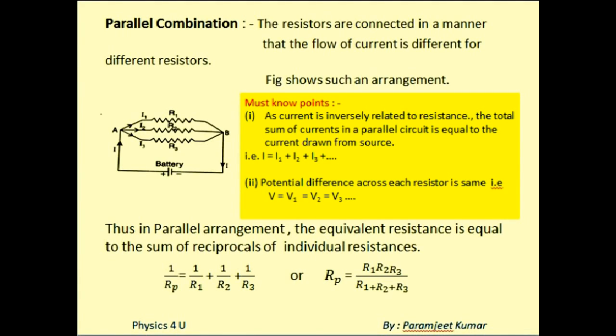So in parallel arrangement, the equivalent resistance is given by the sum of reciprocals of individual resistances. Then 1 by Rp is given as 1 by R1 plus 1 by R2 plus 1 by R3, or for two resistors Rp equals R1 R2, that is the product of resistances, by their sum, that is R1 plus R2.